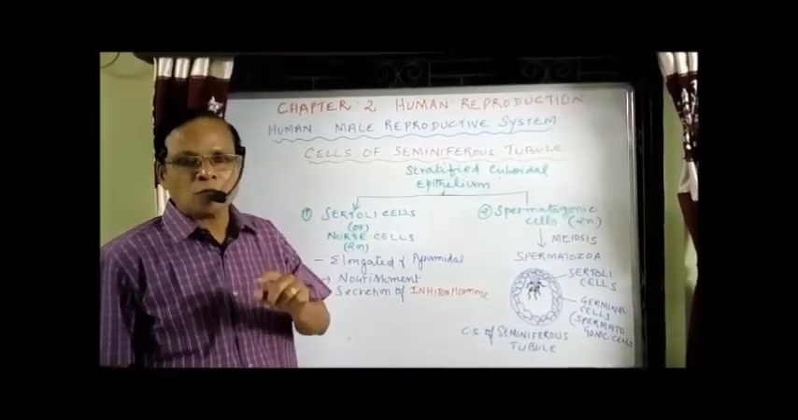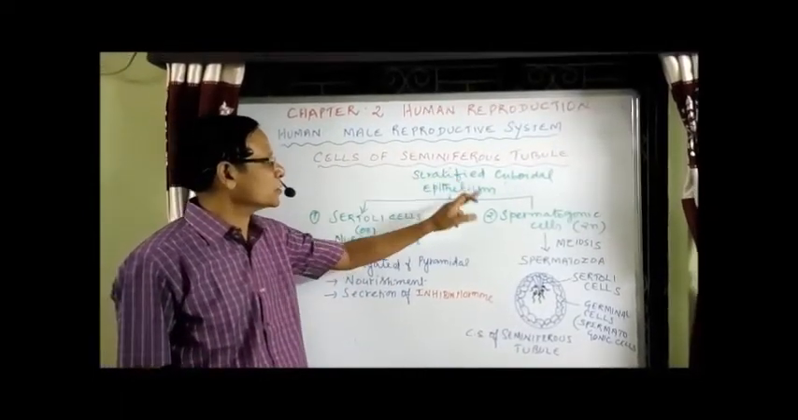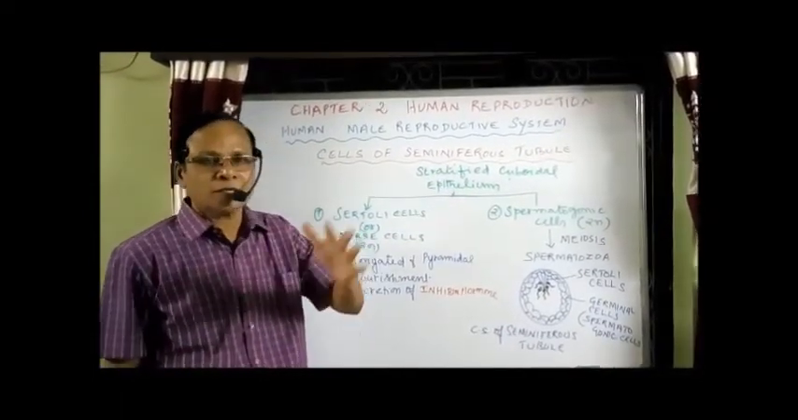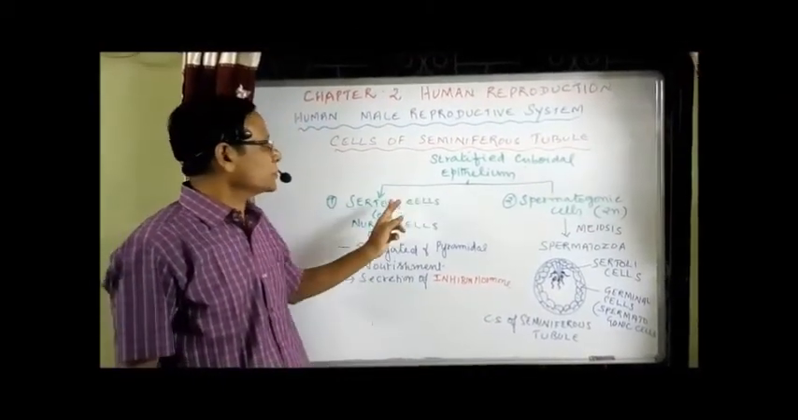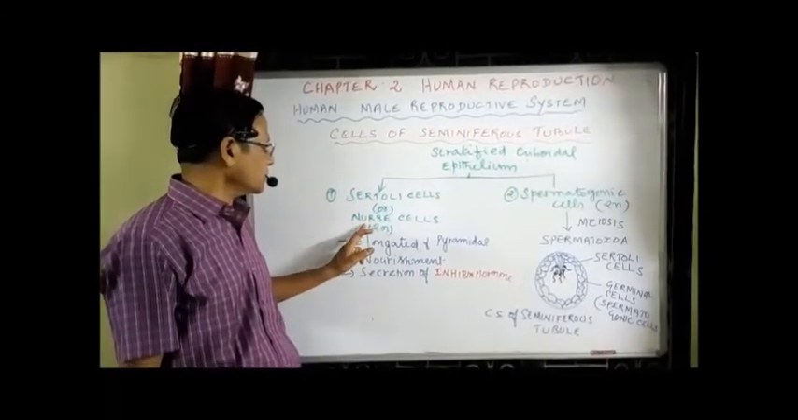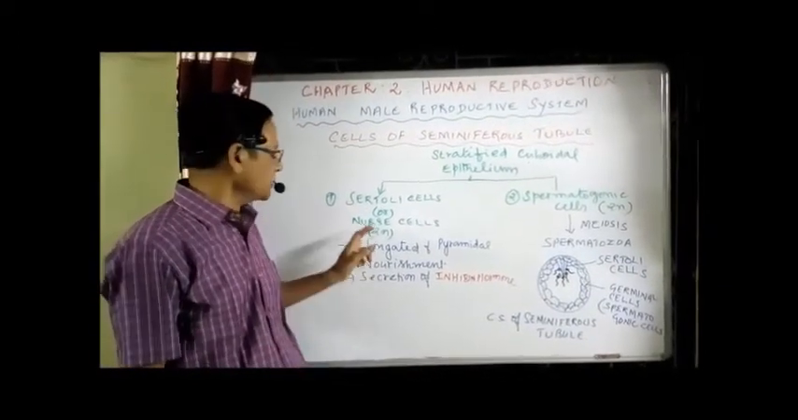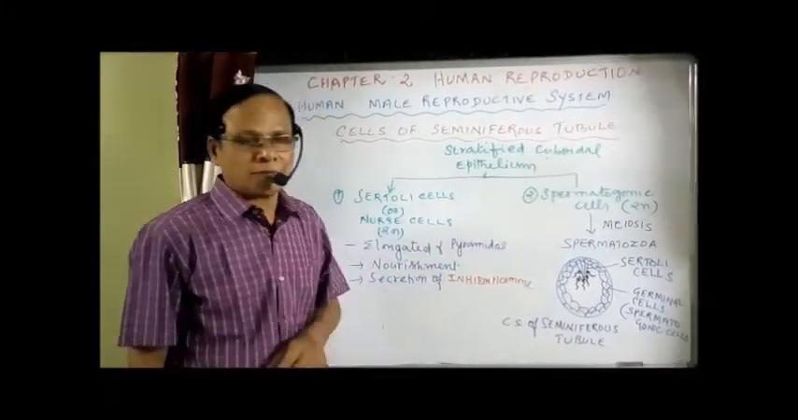If you are taking the wall, it is called germinal epithelium, being formed of stratified cuboidal epithelium, arranged in many layers of cuboidal epithelium. Now it is being formed of two types of cells. One, Sertoli cells or nurse cells, which is diploid. Another one, spermatogonic cells, which is also diploid.